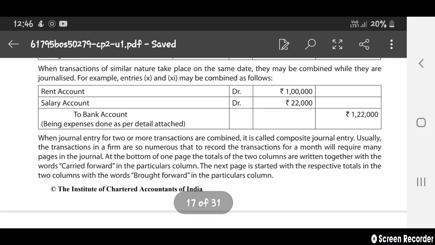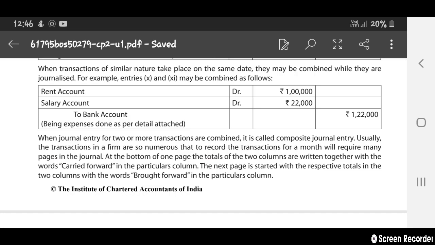Next, when transactions of a similar nature take place on the same date, they may be combined while they are journalized. So while transactions happen on the same date, they may be combined while getting journalized. So rent account 1 lakh, salary account 22,000. Like this you can combine it. See, rent account is separate, you are debiting 1 lakh, salary account you are debiting 22,000.